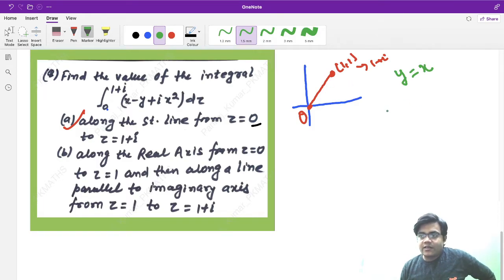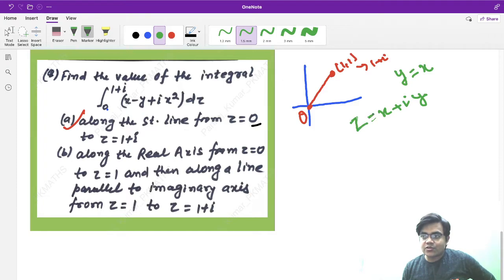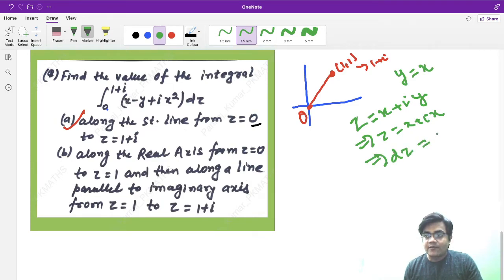So certainly you can see, if you have z equals x plus iota y, then along y equals x, your z will become what? x plus iota x, isn't it clear? And what will you say about your dz? Your dz will become (1 plus iota) dx. Isn't it clear? Yes, (1 plus iota) dx. This will be your dz. So dz equals (1 plus iota) dx.